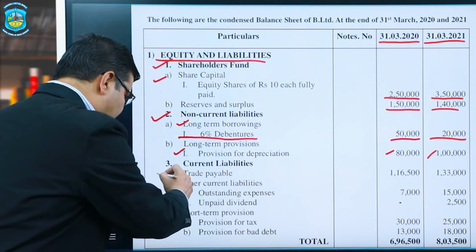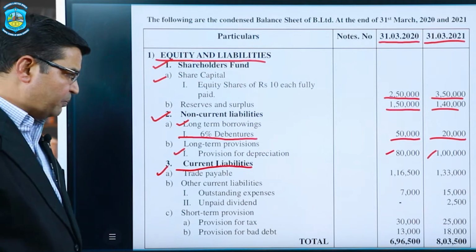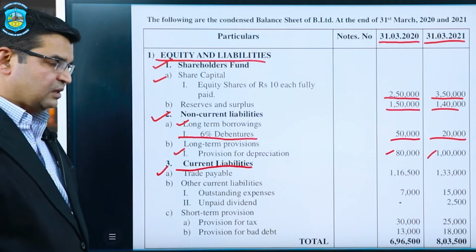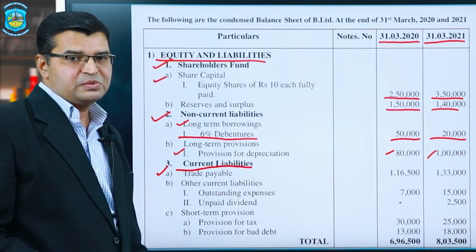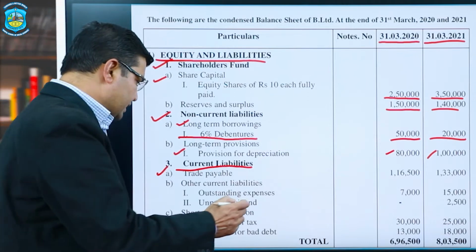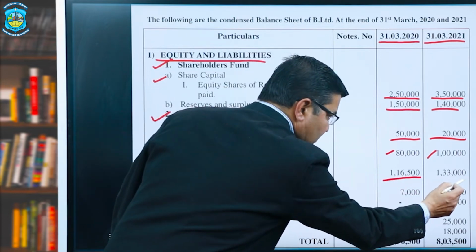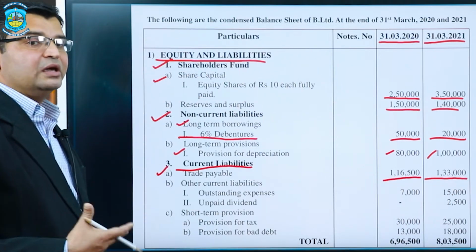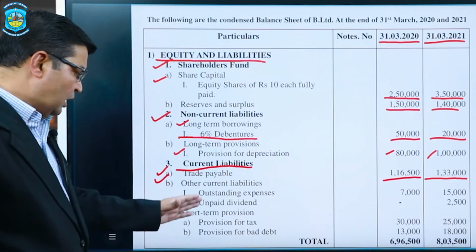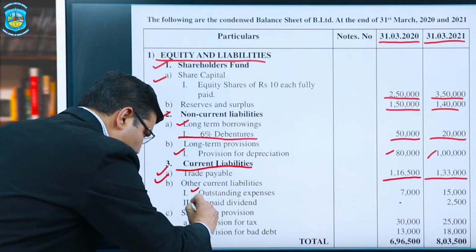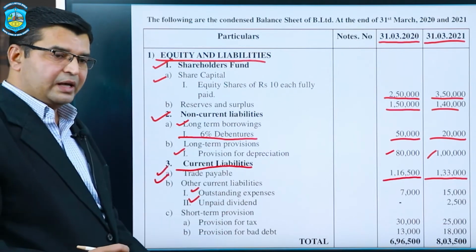Next is trade payable, that is actually part of current liabilities. Under this trade payables, actually so many other liabilities, short-term liabilities, short-term outstanding expenses may be included. So here it is trade payables, this amount 116,500 and 133,000, it means it is being increased. Then other current liabilities, which include outstanding expenses, unpaid dividend, so both these are our other current liabilities.